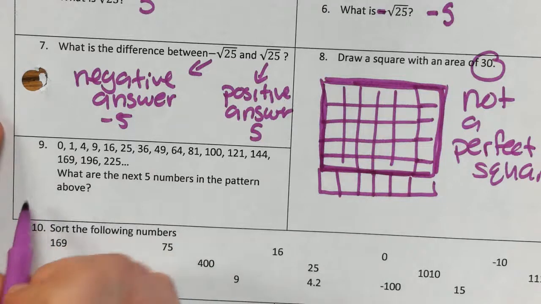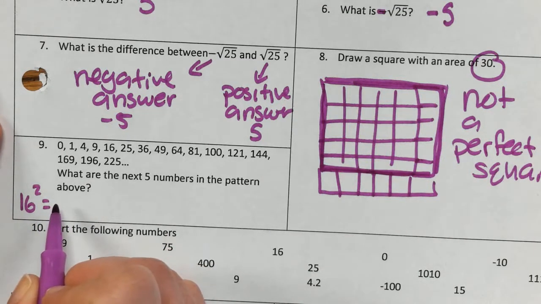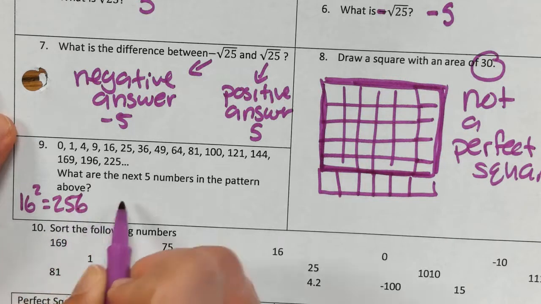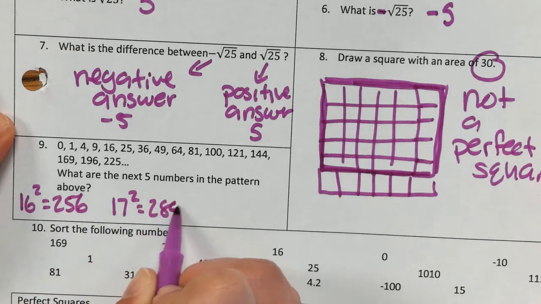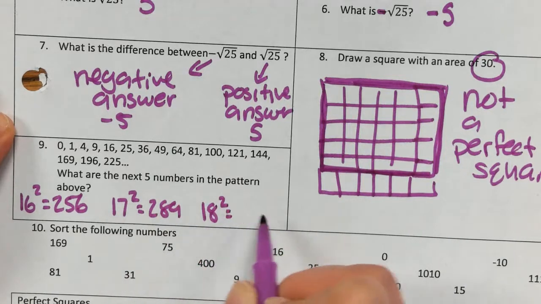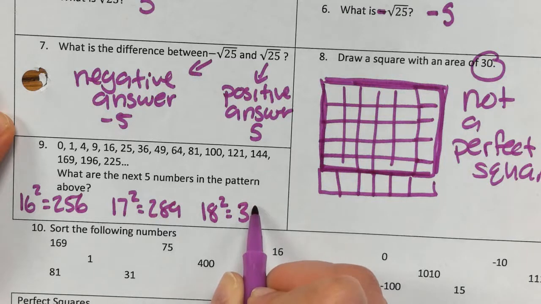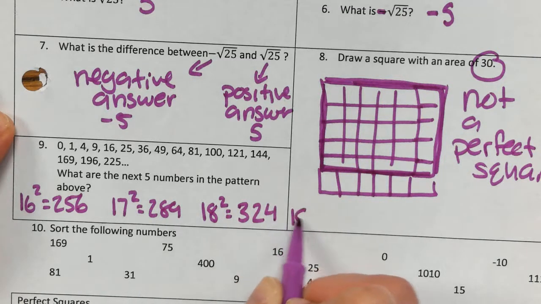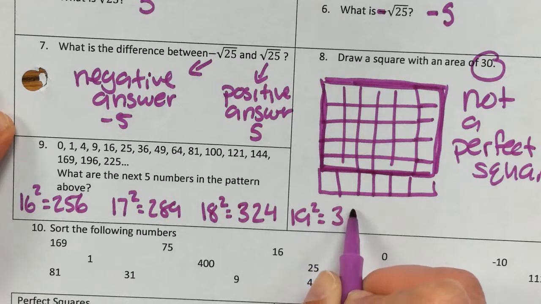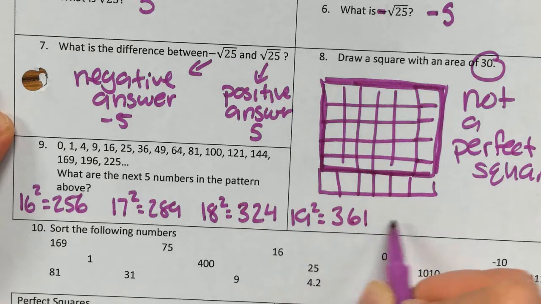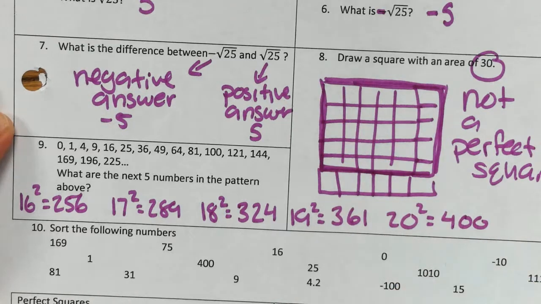So our next one would be 16 squared. And what's 16 times 16? Okay, and then 17 squared. And 18 squared. 324. And 19 squared. 361. And 20 squared. 400.